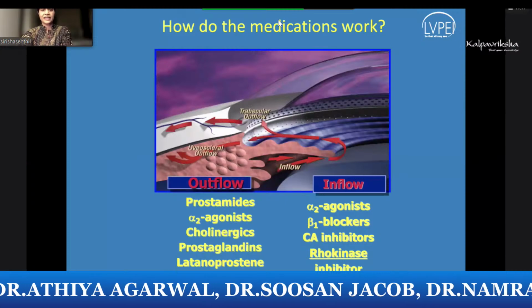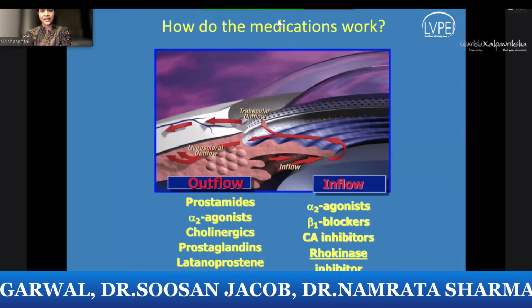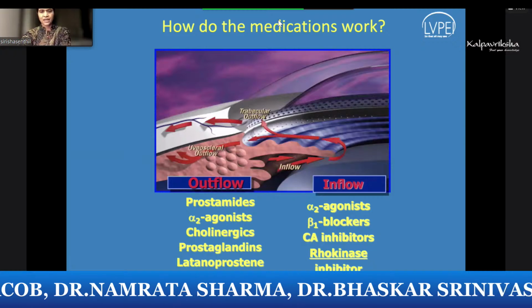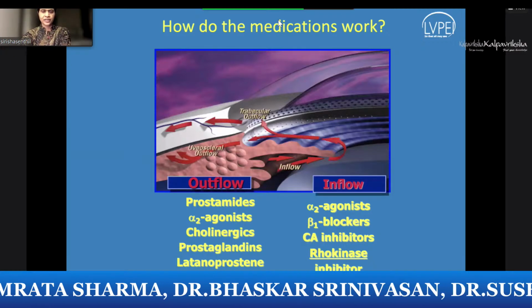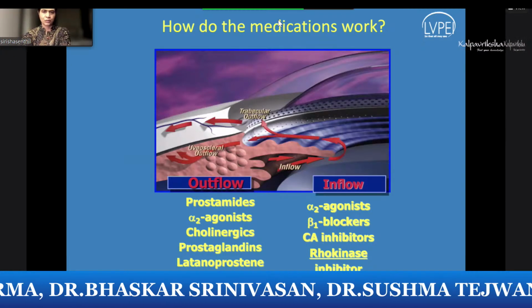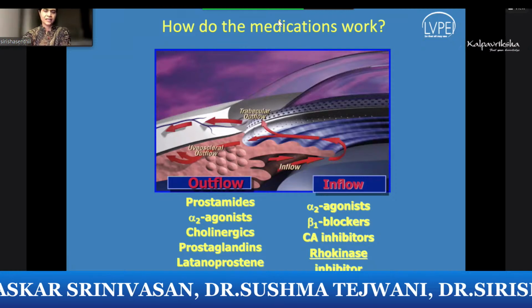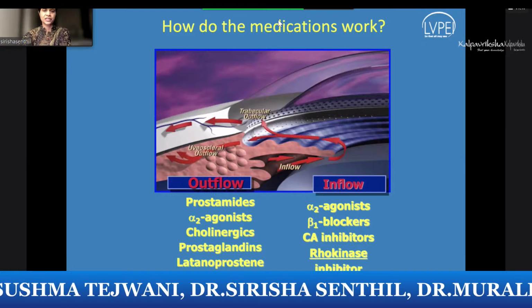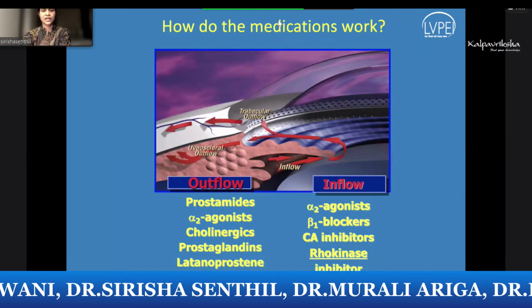So how do the medications work? Basically, we understand that aqueous is produced by the ciliary processes, and from the posterior chamber, the fluid reaches the anterior chamber and flows out through the trabecular meshwork. That is the conventional outflow pathway. And there is also another outflow pathway, the non-conventional one, which is the uveoscleral outflow.